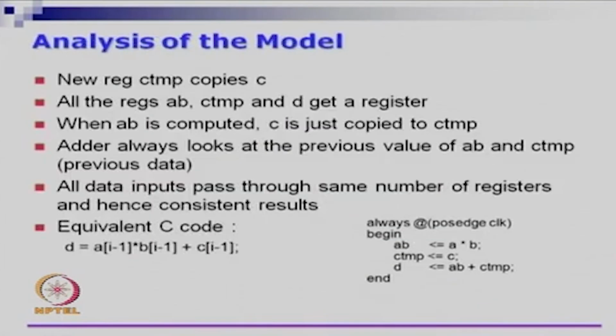So, the analysis, again the Verilog code is shown in the bottom right. Analysis of the model shows that the new reg C temp copies C. All the regs A B, C temp and D get a register, and when AB is computed, C is just copied to C temp, and the adder always looks at the previous value of AB and C temp. All the inputs pass through the same number of registers.